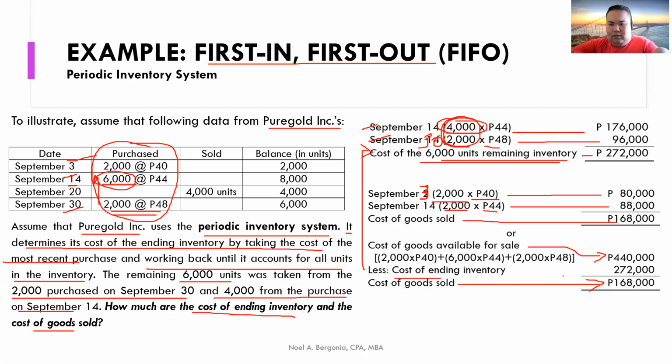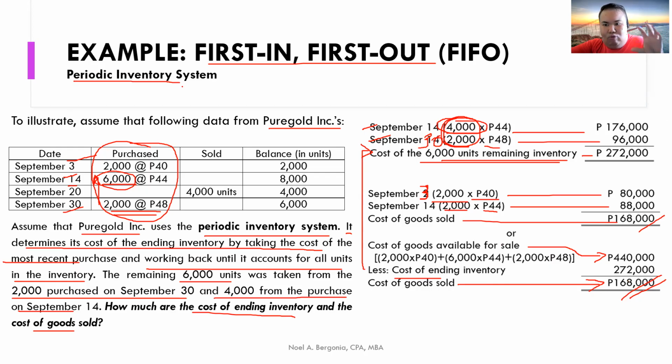168,000. Okay, which is the same with the first alternative. So either of the two is still correct in terms of computation of cost of goods sold. Again, I hope na naintindihan natin. So this is the periodic inventory system, first in, first out.